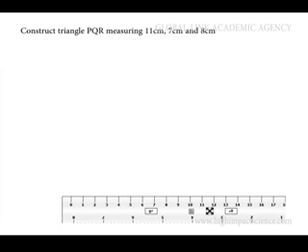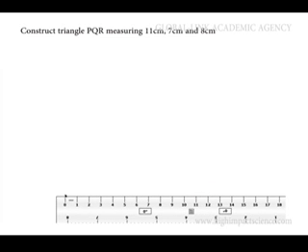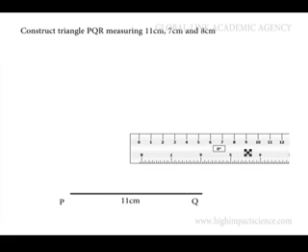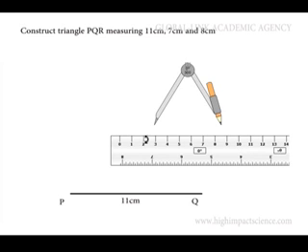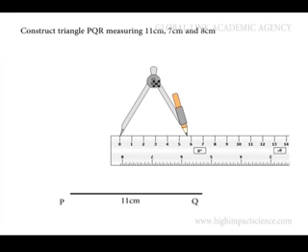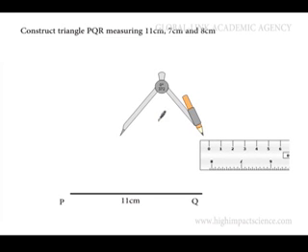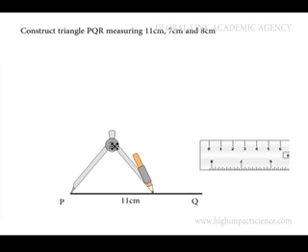Take a ruler and draw a line 11 centimeters. You can label the points PQ. Now we find where R is. Take a ruler and a compass and measure 7 centimeters. Draw a big arc from one side of PQ. We do above P.